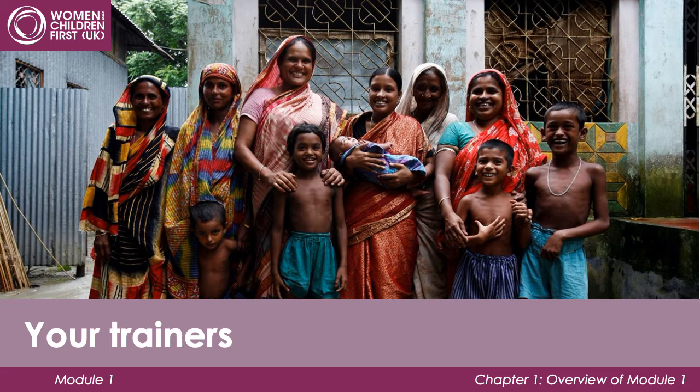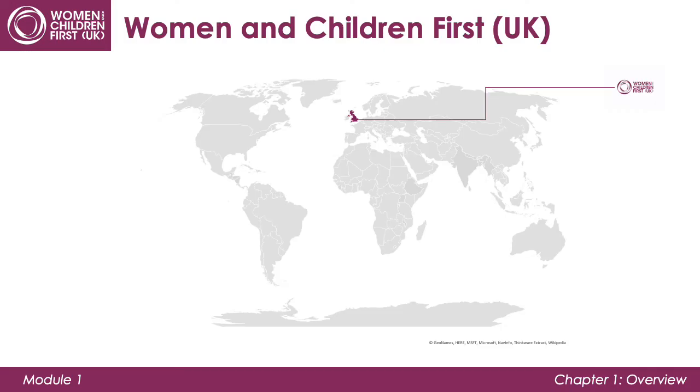Now, let's introduce you to your trainers. Your trainers are from Women and Children First. Women and Children First is a UK-based NGO working internationally to ensure that all women, children and adolescents can survive and thrive. Women and Children First develops and tests low-cost, community-based innovations that can support women, children and adolescents to overcome the challenges that can kill them, harm them and hold them back.